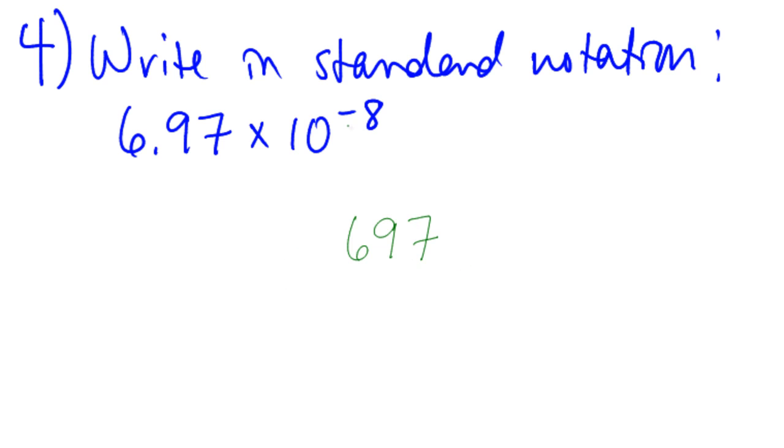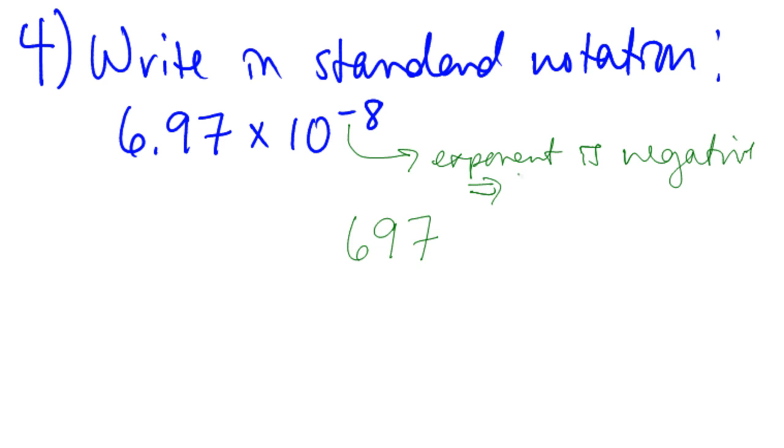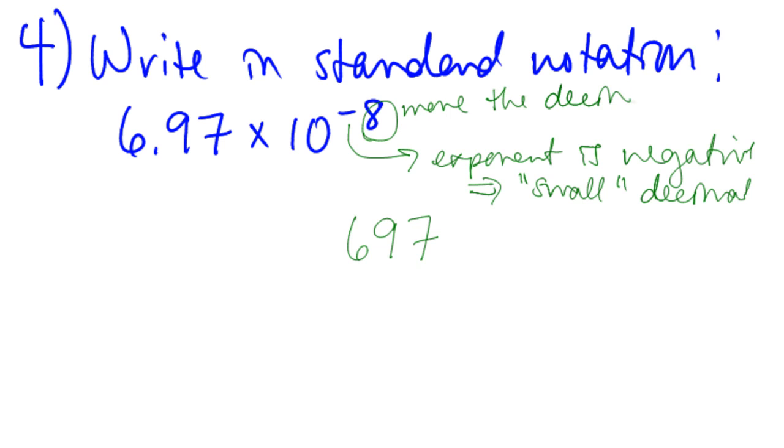Now, we can see that the exponent is negative. This tells us that in standard notation we should have a small decimal, in other words a decimal that's smaller than 1. And the 8 tells us we need to move the decimal point 8 places. Well, where is the decimal point we started? It was after the 6. That's where it started.